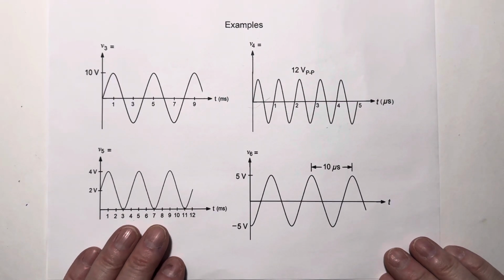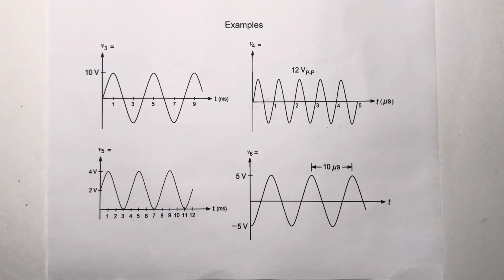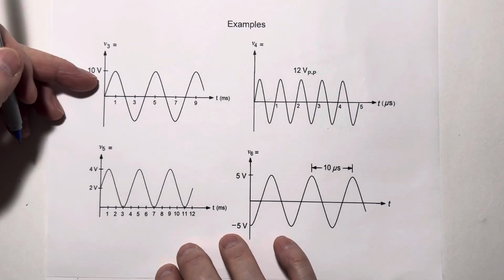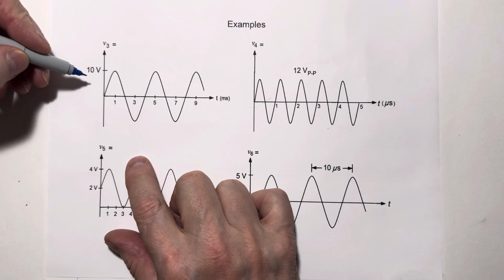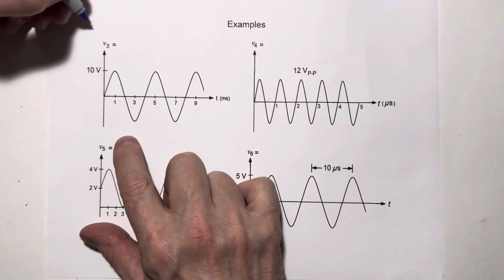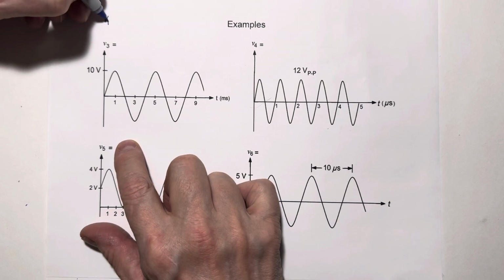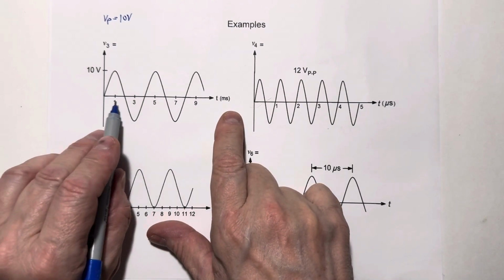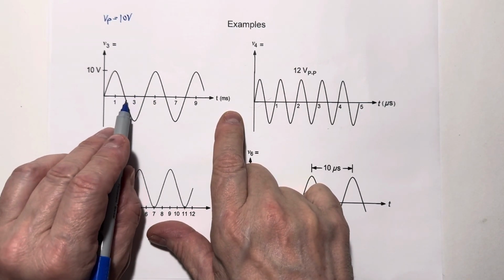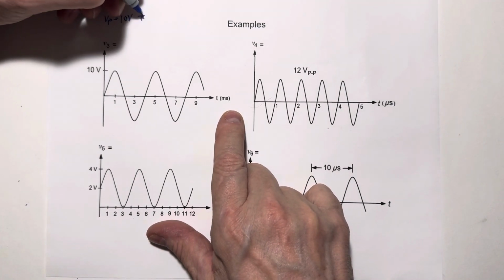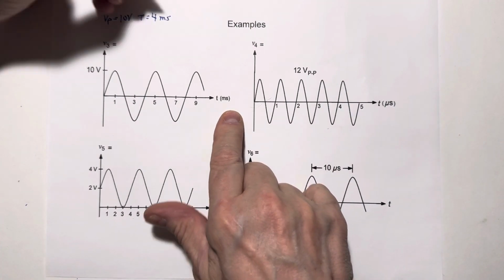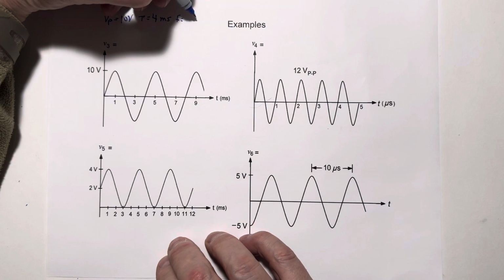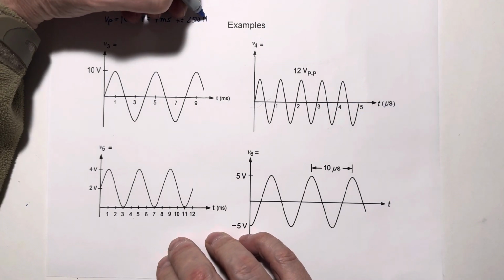Here I've got 4 waveforms, and what I want to do is determine the equation for each of these waveforms. To write the equation, we need to know the peak amplitude, which is given here by inspection for V3. V sub P equals 10 volts. The period of the signal, let's go from here to here, is 1, 2, 3, 4 milliseconds. And that means the frequency is 1 over 4 milliseconds, which is 250 hertz.